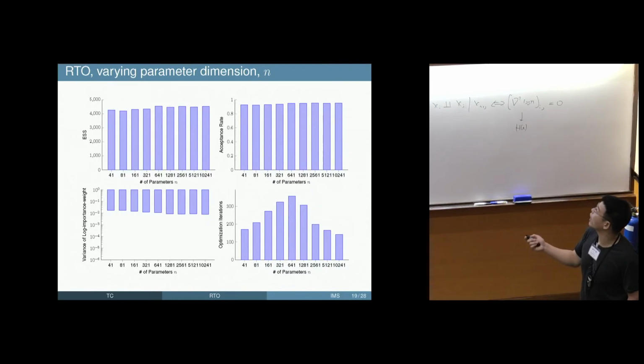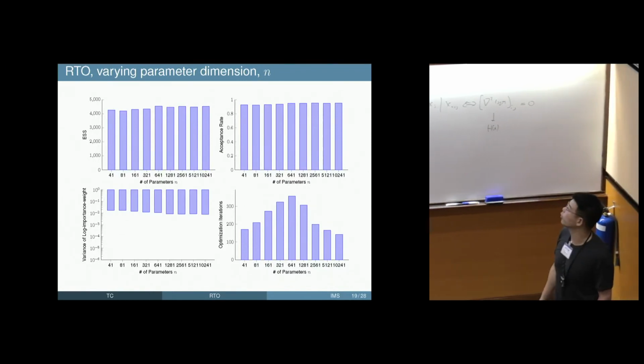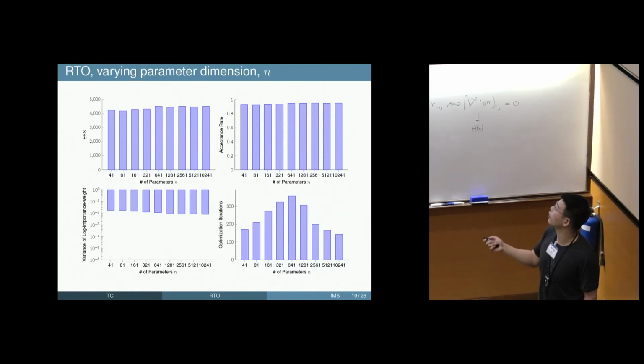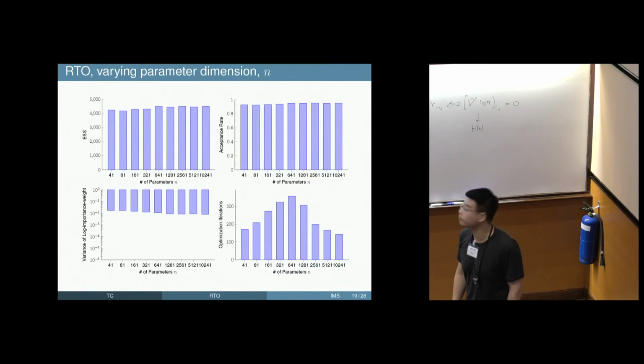Basically, if you look at the variance of the log of importance weights, here we also see the variance of weights looks almost constant across different dimensionality. If we want to turn this into an importance sampling scheme, we also should have a performance robust with the dimensionality of parameters. Okay.